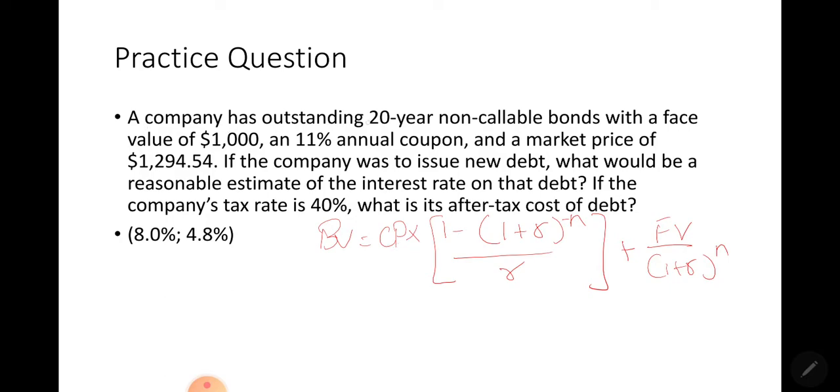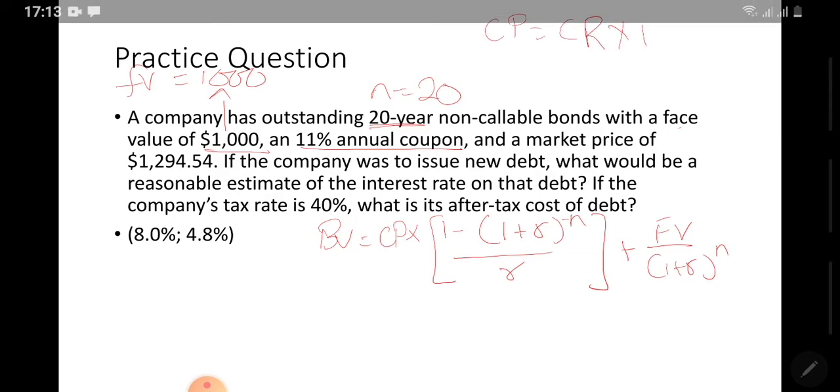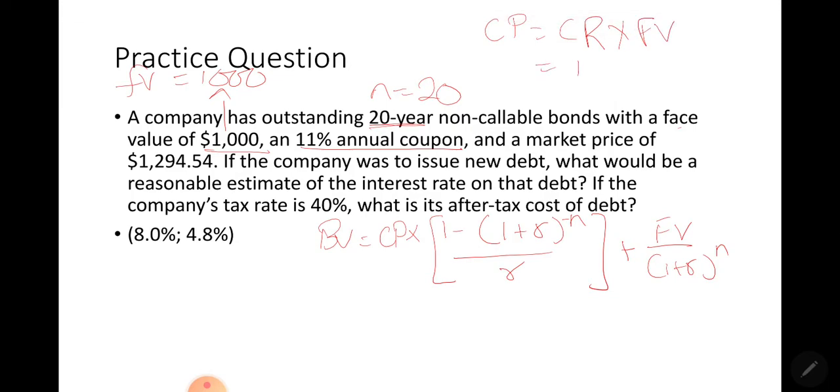A company has outstanding 20-year non-callable bonds. So your N is 20, with a face value of 1,000. This is the par value, face value, with an 11% annual coupon. So first we will calculate the coupon payment, which is coupon rate multiplied by face value. The coupon rate is 11%, the face value is 1,000, so this will become 110. So we have a coupon payment of 110.